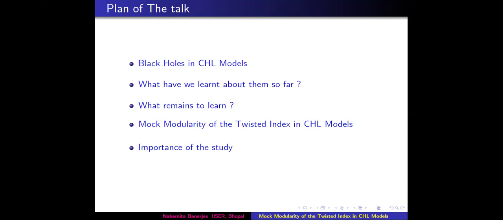So the second point is basically going to be for black holes in CHL. Of course, we know much more, but this is only going to be for those. Then I'll tell what remains to learn, what we haven't learned yet, and probably we should be able to do that. And then, getting back to the title, I'll talk about the mock modularity of the twisted index in CHL models. As I said, I'll define it. And then I'll finish by stating the importance of the study.